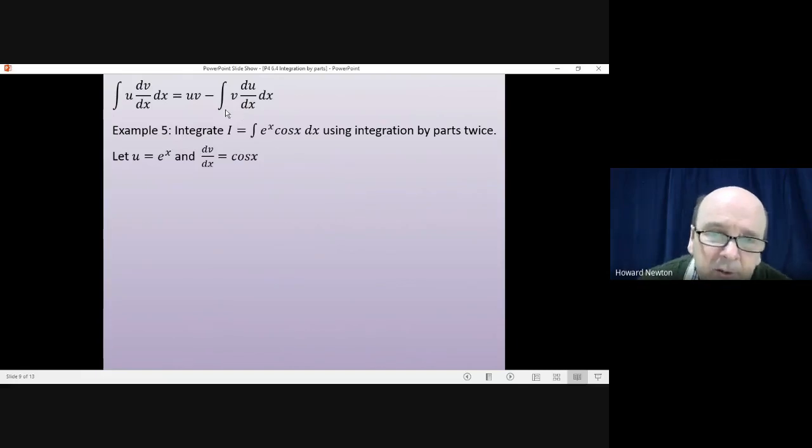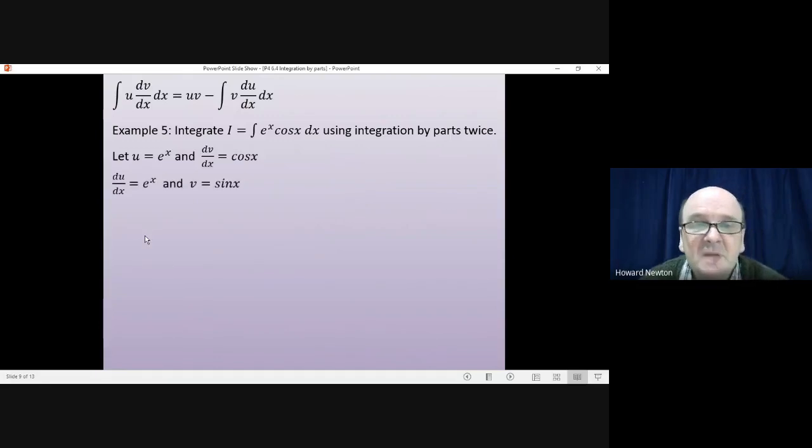Okay, let's have a look. So u equals e to the x. As always, we need to differentiate that. That'll give us du by dx is e to the x. Integrating that gives us v equals sine x. Substituting into the formula gives us I equals e to the x sine x minus this integral, sine x times by e to the x.